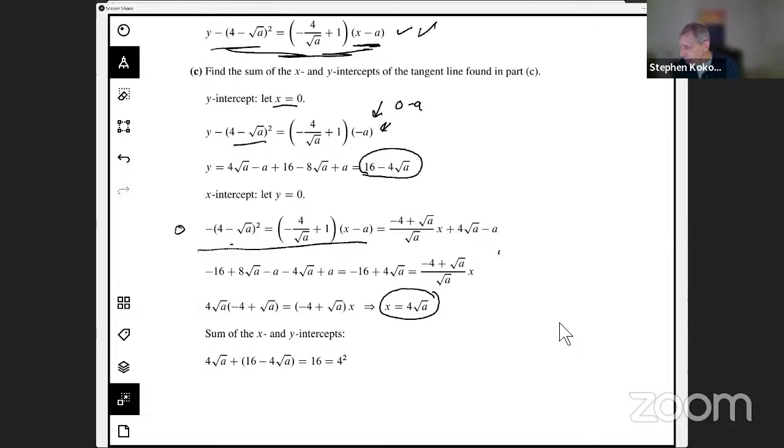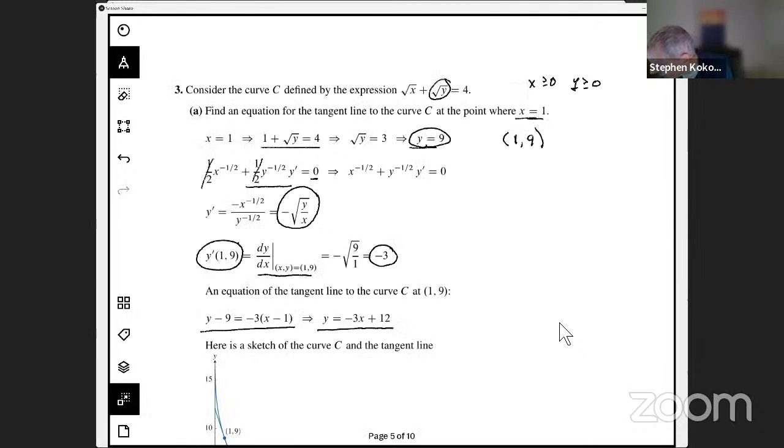So let's see, the sum of the x and y intercepts would be this value plus this value, which turns out to be 16, which, son of a gun, is 4 squared. Oh, I have to go back a minute here. That's this value right here. So here's a problem for 8 o'clock tomorrow morning with your AP Calculus class.